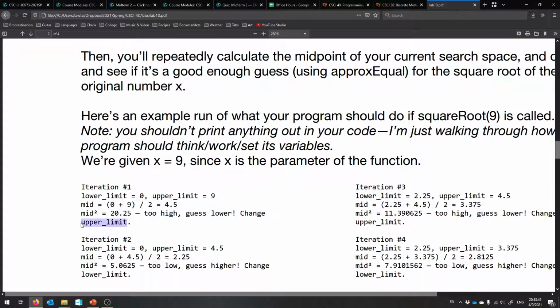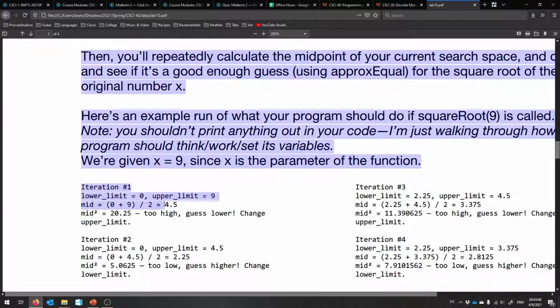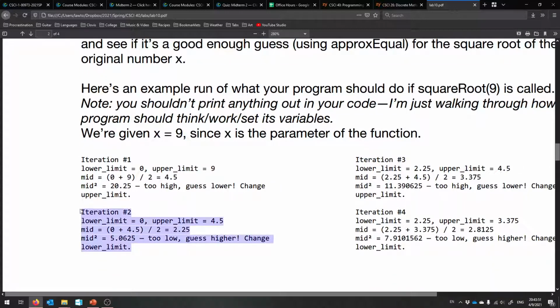Let's change our upper limit, our high, to be our mid. Okay, so now in the next iteration of this loop, the lower limit stays 0 because we know it's between 0 and 4.5 now. So the upper limit is now 4.5. You'll calculate a new mid. Okay, and that squared is going to be 5 something. And that one's too low because we're trying to make it so that mid is our guess for the square root, and its square should be very close to our original value, our 9. So this was too low, we'll guess higher. We'll change our lower limit this time to be the 2.25. And so now in iteration 3, we're guessing between 2.25 and 4.5.